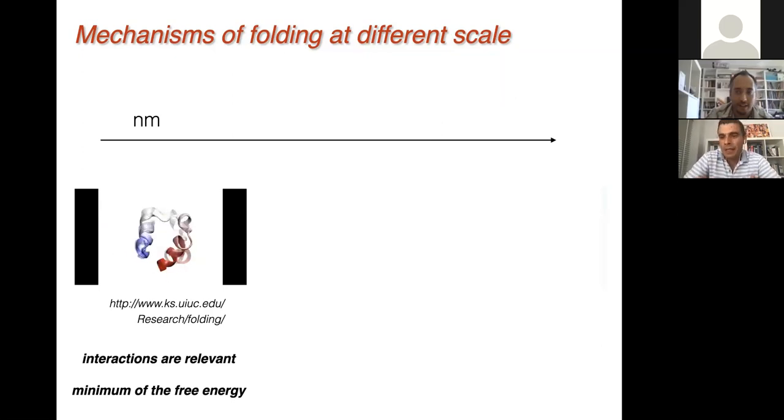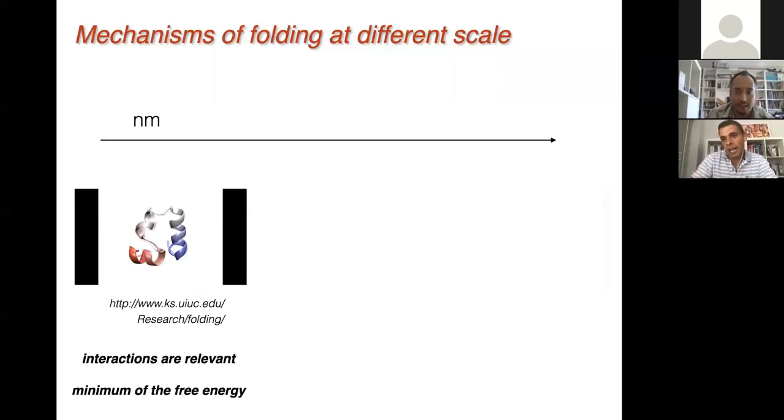But we believe, or it is typically assumed, that the final folded configuration is the folded configuration, but the way you arrive there depends on these interactions and also on the thermal fluctuations.